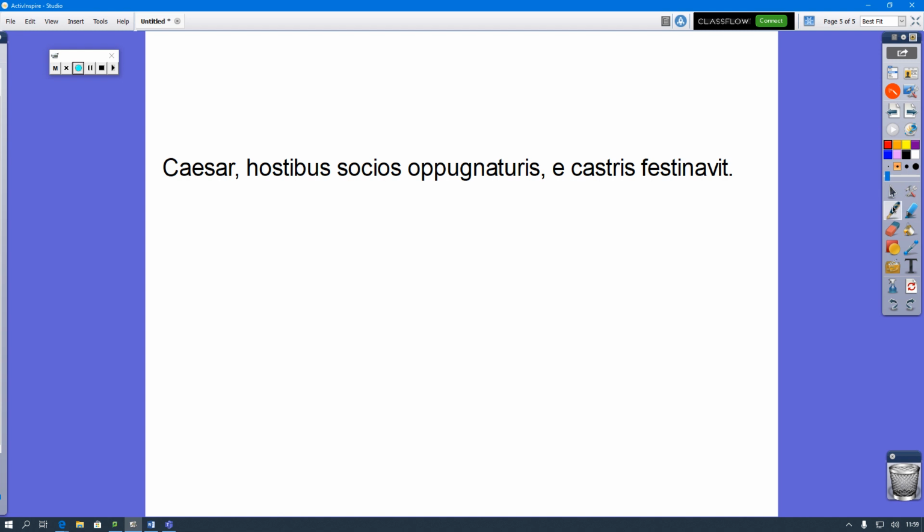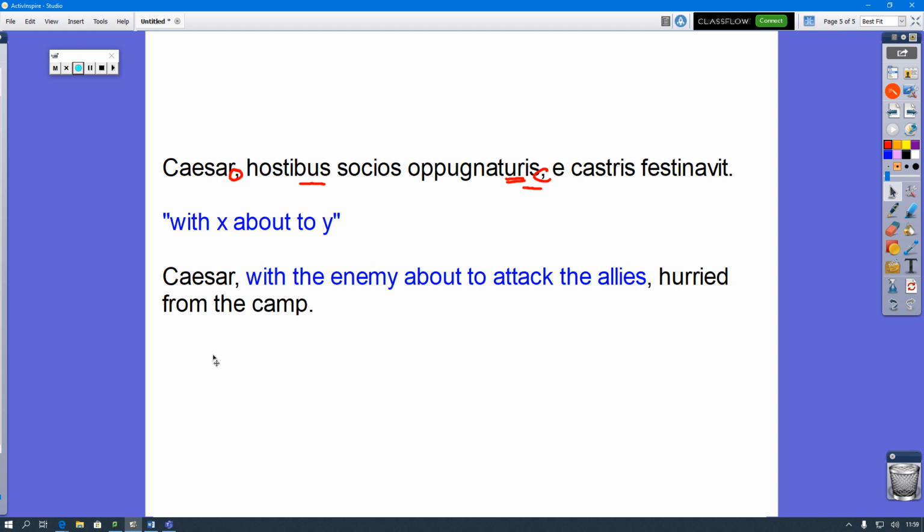My final participle phrase is going to have a future participle in it. So this is an ablative absolute, commas around it, ablative at the beginning and at the end, using a future participle. These are by far the least common of all ablative absolutes, and I have a formula for it: "with X about to Y." About to because it's future. So in this sentence: Caesar, with the enemy about to attack the Allies, hurried from the camp.